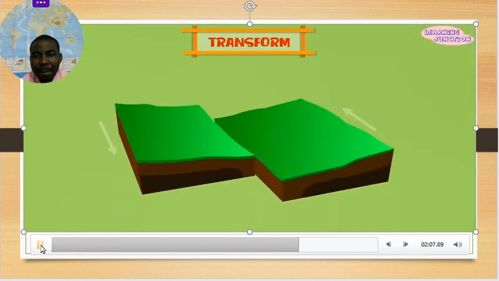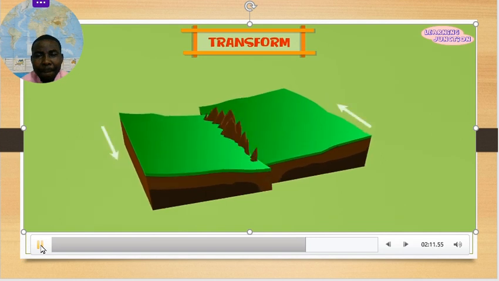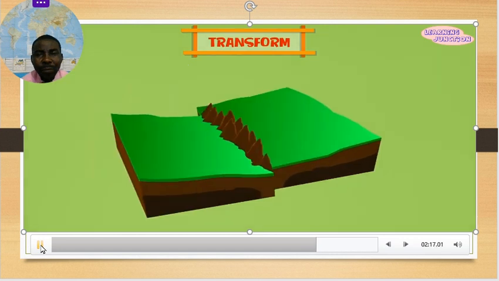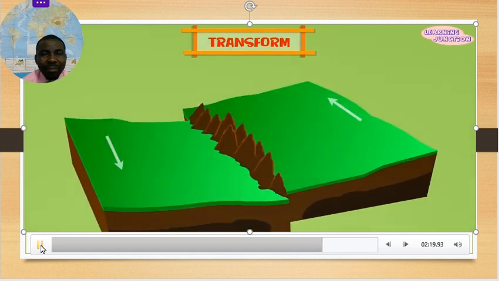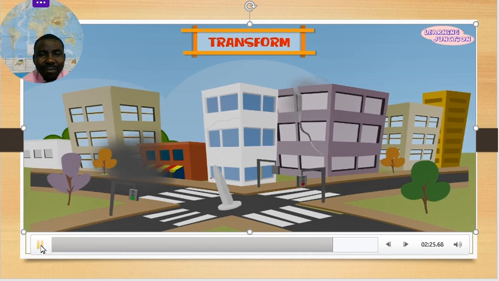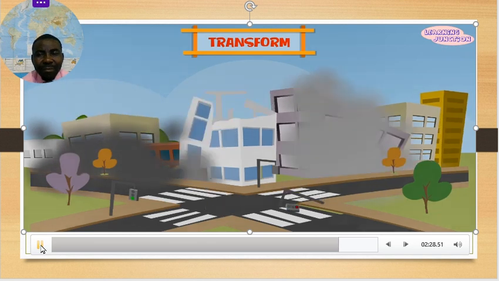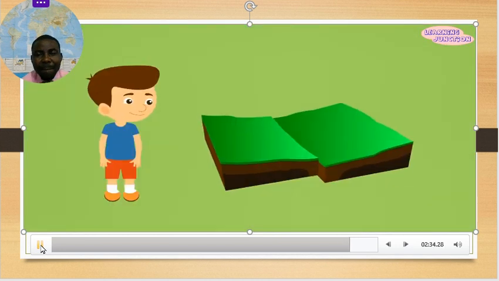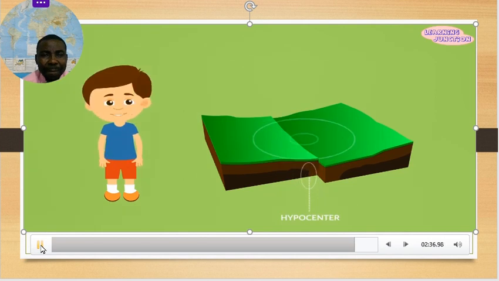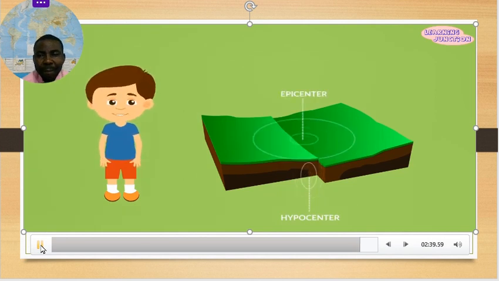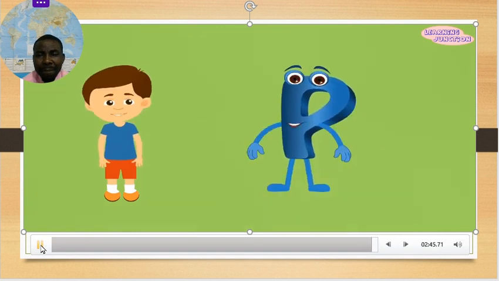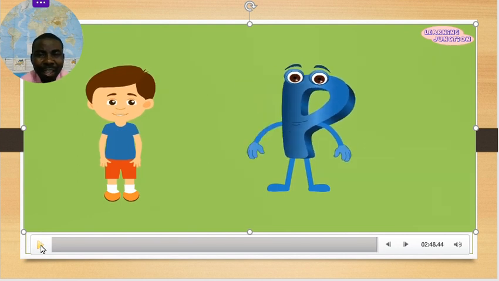Transform. In this movement, 2 plates move sideways with respect to each other. California's San Andreas Fault is a transform boundary. When the 2 plates rub against each other, a huge amount of energy is built up, and this energy is released as earthquakes. The major effects of earthquakes are ground shaking, landslides, ground rupture, tsunamis, liquefaction, and more. The place where the earthquake originates is known as the hypocenter, and the place where it occurs on the Earth's surface is known as the epicenter. Now you know a lot about plate tectonics. Stay safe and always help others. Bye-bye.